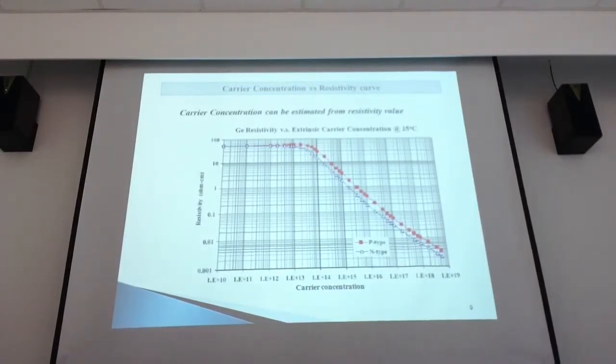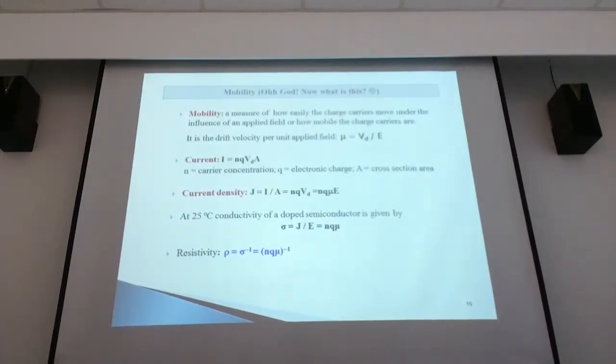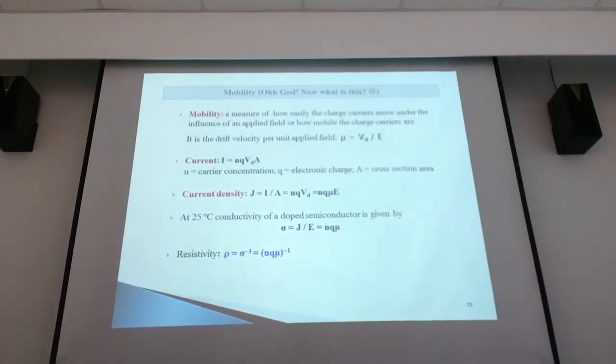Okay, this is the standard curve. You can see P and N type have different kinds of curves, so you just have to follow these curves. This is germanium. You may be using this graph in your experiment. Okay. Mobility. Mobility is also an intrinsic property of a material.